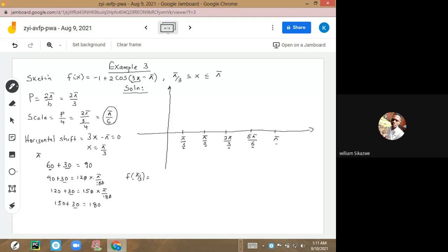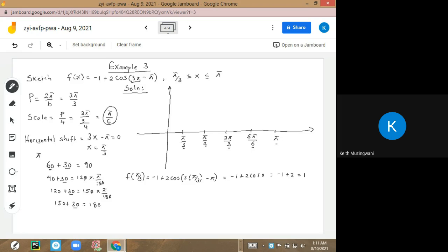We now want to use those to get the y coordinate. So you say, okay, I'll start from the pi over 3. What is f of pi over 3? It is -1 plus 2 cos of 3 times pi over 3 minus pi. This is the same as -1 plus 2 cos 0. But cos 0 is 1. So we have -1 plus 2, which is 1.